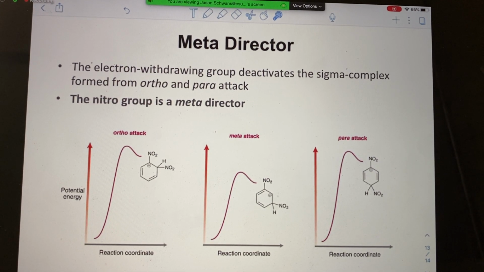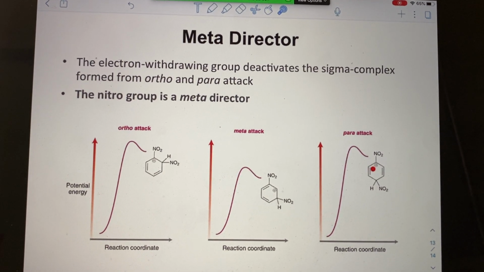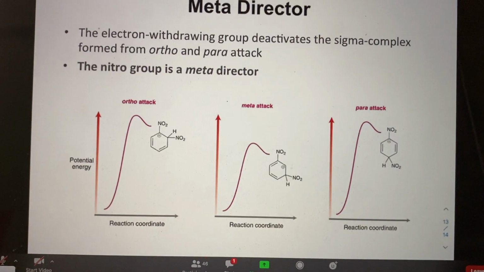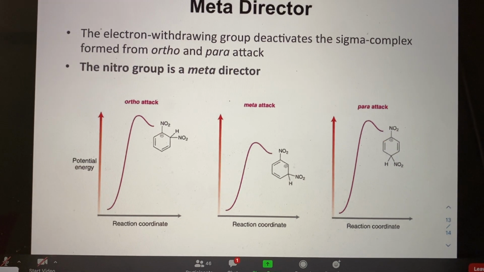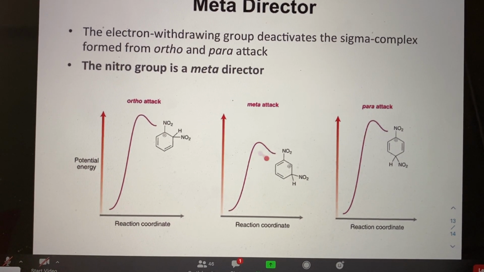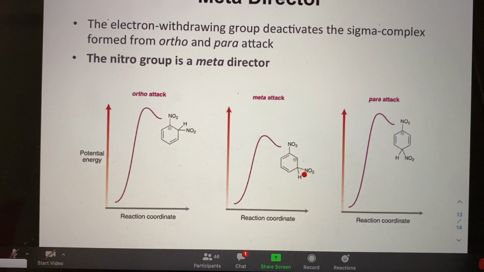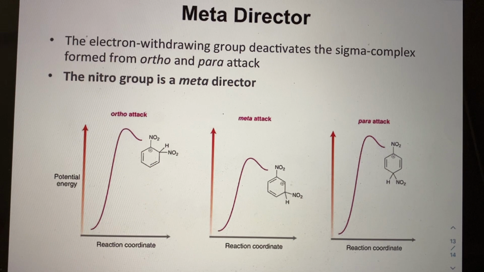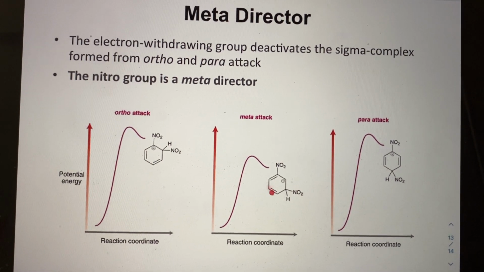And now the ortho and the para are somewhat similar, even though the ortho should be a little bit higher because the nitro groups are bumping into each other. But they chose to not illustrate that here. But the major point is that by having the nitro group at the meta position, we avoided this unfavorable interaction. And as such, this would be the major product.